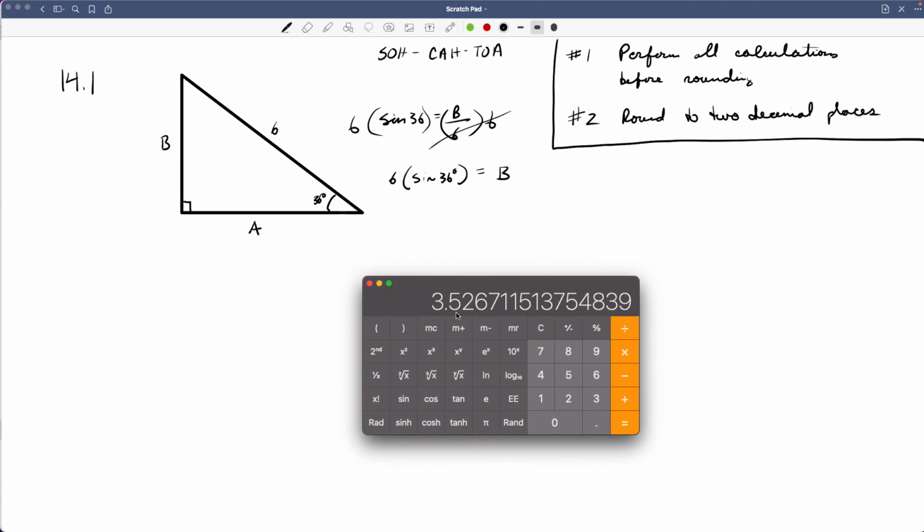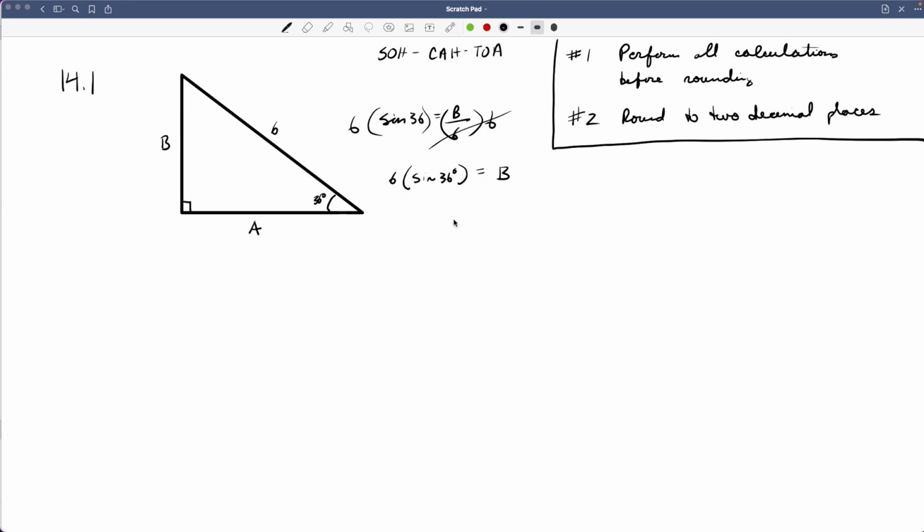Now I have a value. I have 3.5267, yada, yada, yada. I'm going to look at my second decimal place. Can I round it up? Yes, I can. So 3.53 is my answer. 3.53 is the value of B. Now, if you had rounded it sooner, you would end up with a different number. Now, it might be 3.54. It might be 3.52.